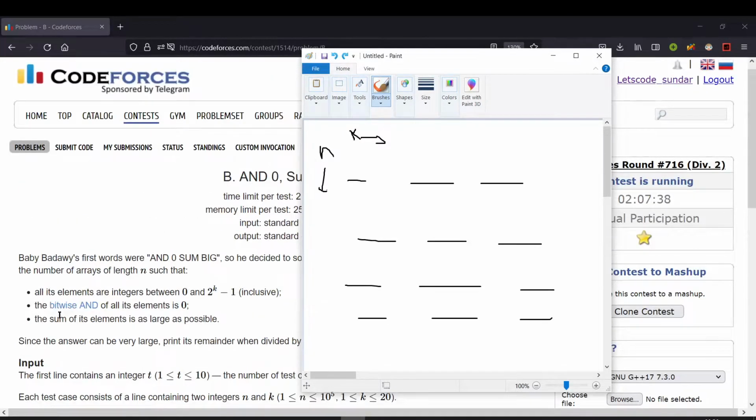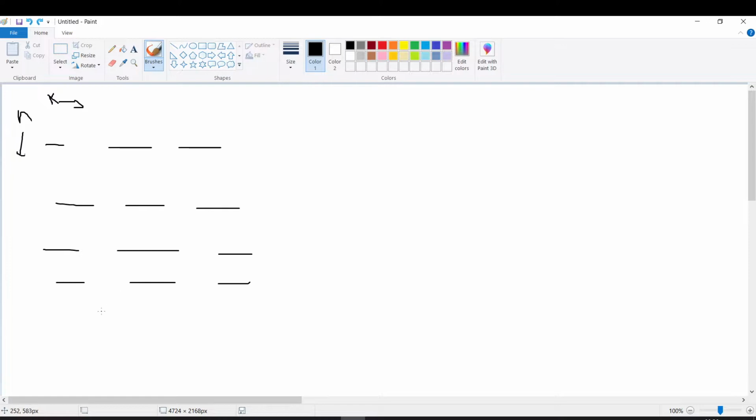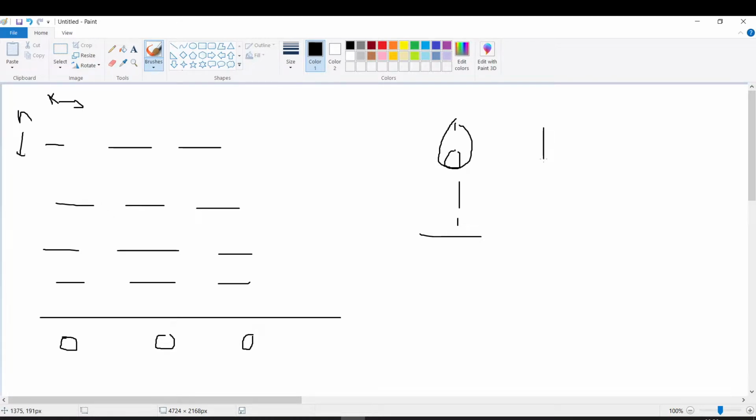Another thing is, we need to have the AND value of all the elements as 0. So 0 means, if you AND every bit, then every bit should have a value of 0. If it has to be 0, then at least one of these bits should be 0, right? That's correct, I guess. Because if you have something like this, then we'll be getting a 0. And there is no other combination with all the things as 1 which could give us an AND value of 0. So the thing is, at least one of these bits should be 0.